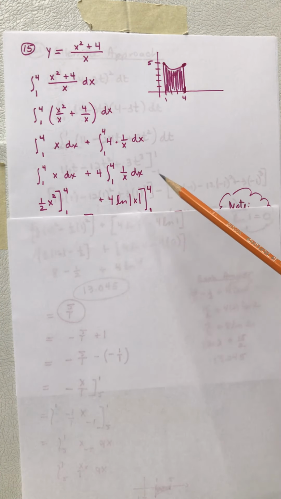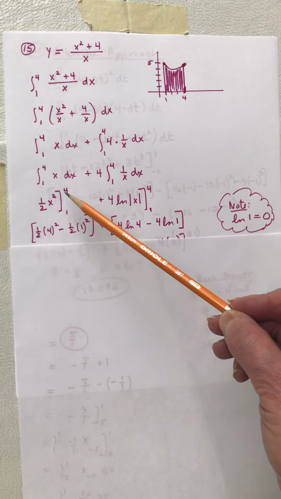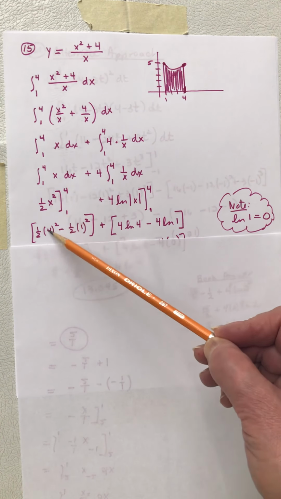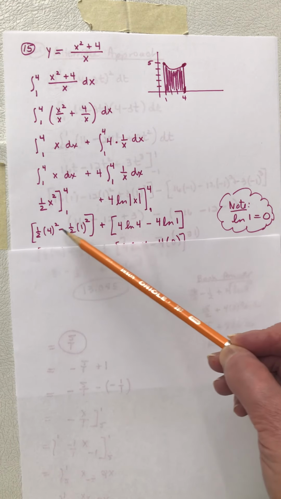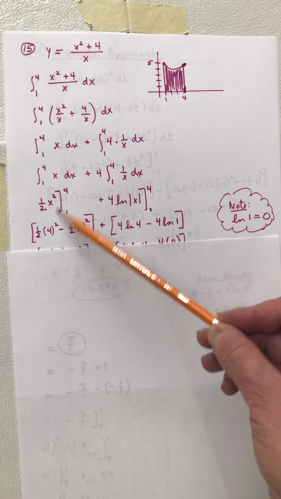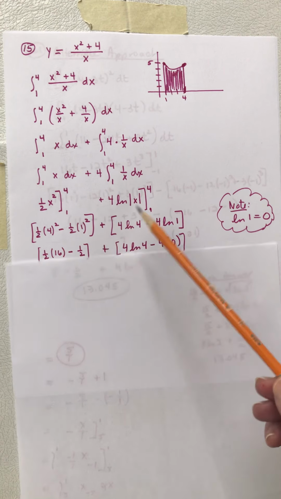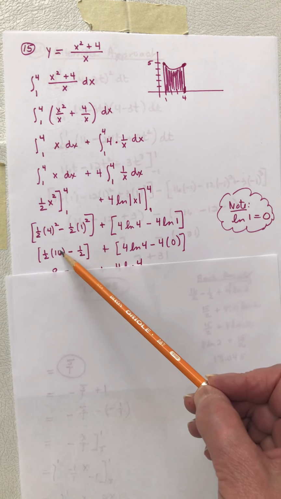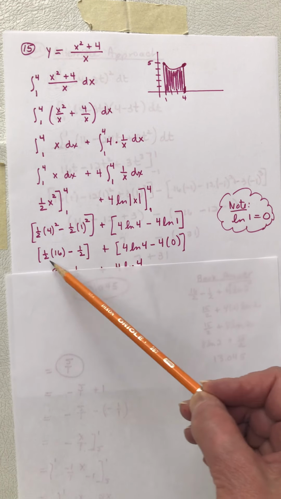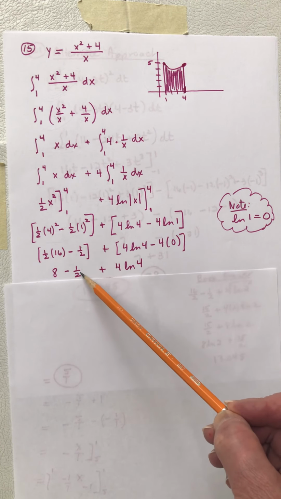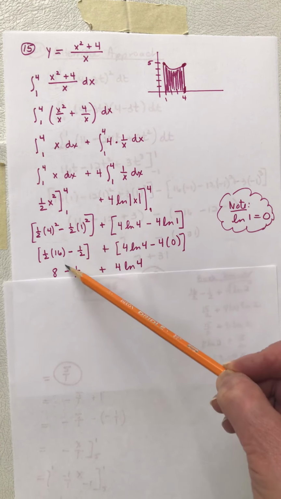All right, what does it look like when we evaluate it? We substitute 4 in for x first, and then we substitute 1 in, and we're going to subtract. If we just work on that one for a moment, we will have 1/2 of 16, 4 squared, minus 1/2, which gives us 8 minus 1/2. All right, so there's that one done.